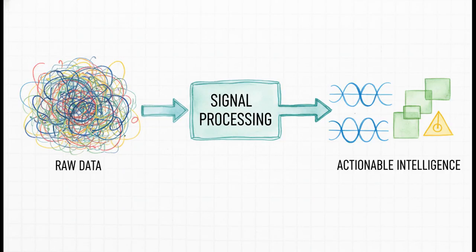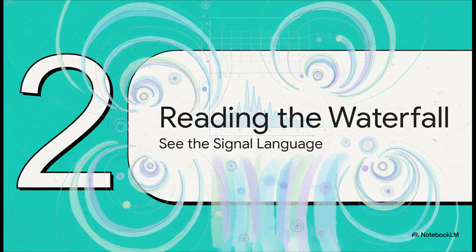And that is where the magic happens. The solution is signal processing. We're talking about incredibly powerful digital algorithms that can take all that chaotic raw data and completely transform it. They pull out the meaningful patterns and turn it into what we call actionable intelligence, information we can actually use. So, if we're going to make sense of this chaos, we first need a way to see it.